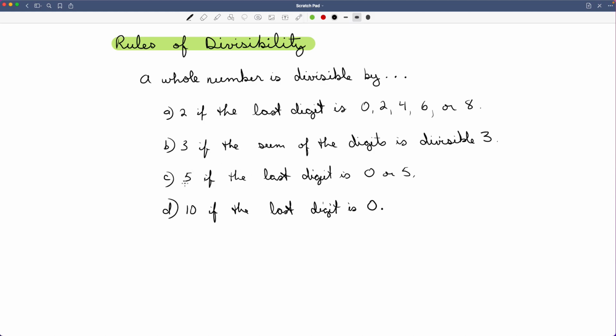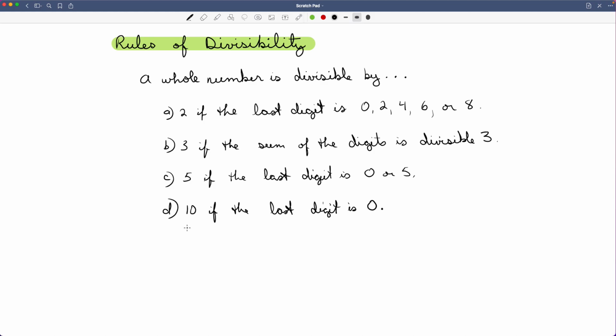All right, so C, a whole number is divisible by 5 if the last digit is 0 or 5. And we know that because anything that ends in 5 is divisible by 5. And if you were to add 5 to it, that'd be 10. And we know 10 is divisible by 5 because it has 2 5s in it. So if it's a 5 or 0, it is divisible by 5.